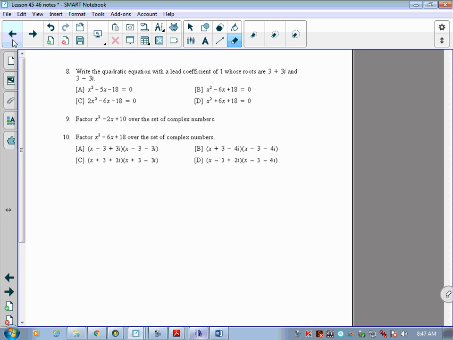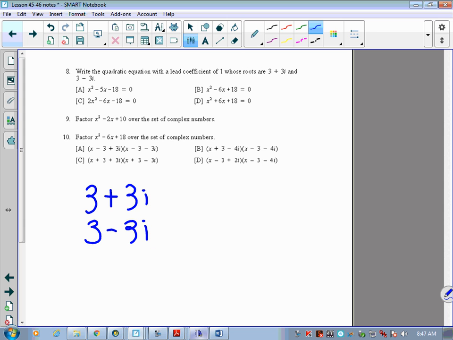Okay, which should bring us to question number 8. All right, write the quadratic equation with a lead coefficient of 1 whose roots are 3 plus 3i and 3 minus 3i. Sum, right? Sum first. 3 plus 3i, 3 minus 3i. What happens to the i's? 3 plus 3 is 6, so I'm writing x squared minus 6x, as we want in the quadratic equation.